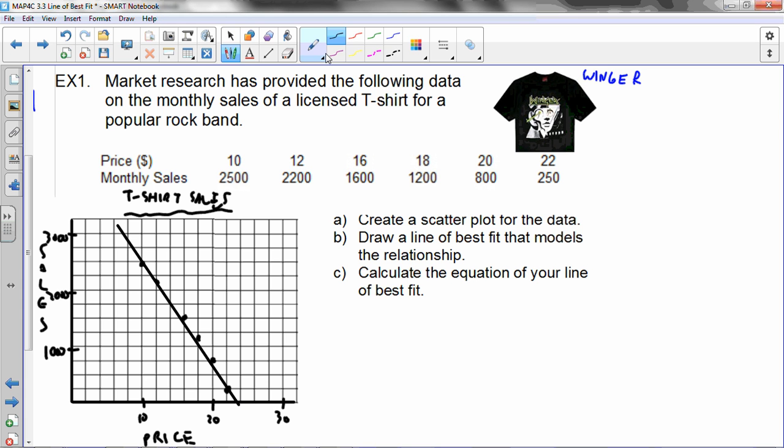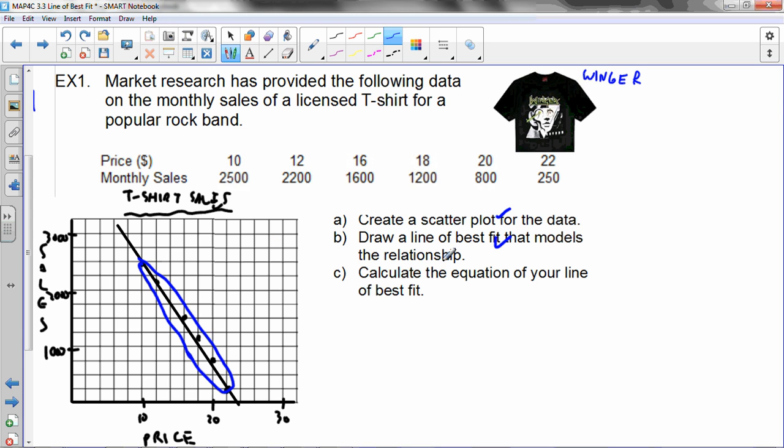A way to help yourself, and this seems to help, is you draw a tight loop. No, it's not tight enough. A tight loop around all the points. And you'll get some sort of face or cigar shape. And then your trend line should cut that cigar shape right in half. Okay? So those two are done.